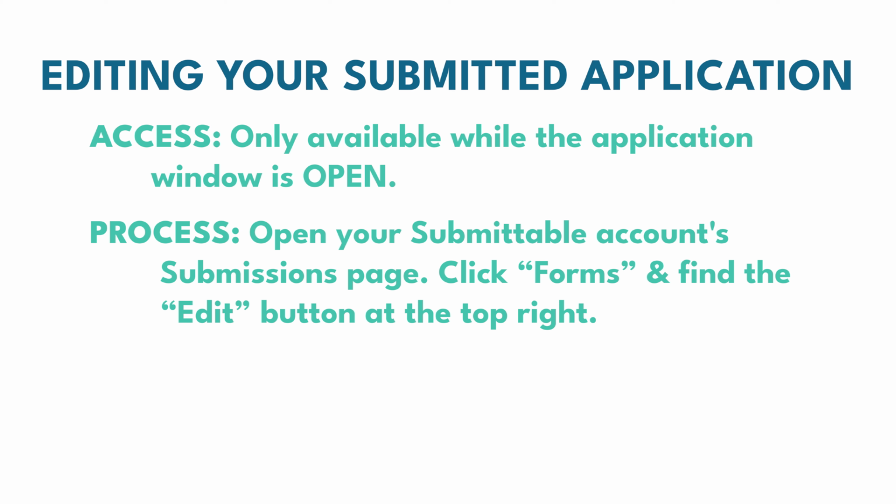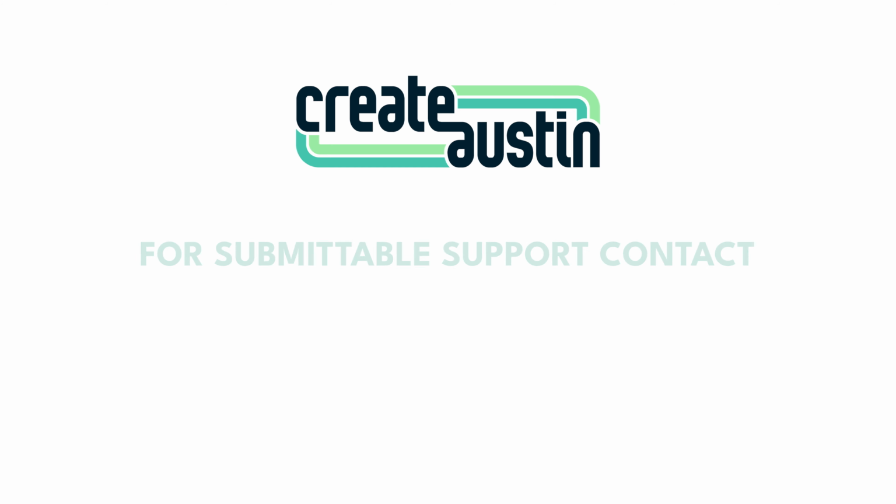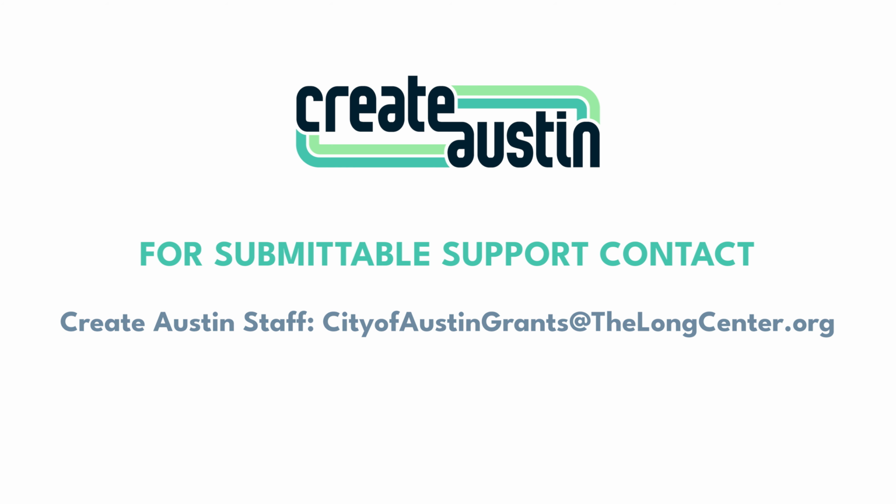To do this, go to your Submissions page in your Submittable account. Click on the Forms tab and locate the Edit button at the top right of your screen. A pop-up request window will appear. Here you will enter the details and a staff member will approve your request to edit. For support with the Submittable platform, reach out to Create Austin staff at cityofaustingrants@thelongcenter.org.